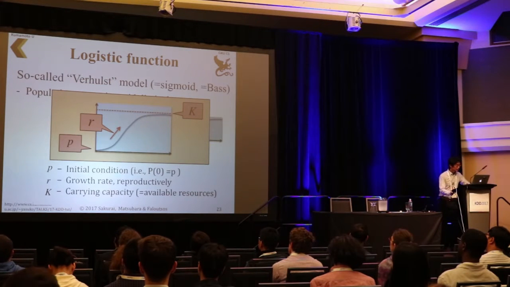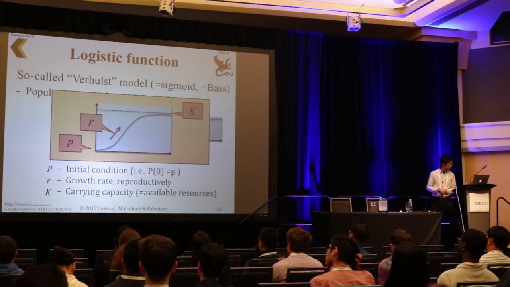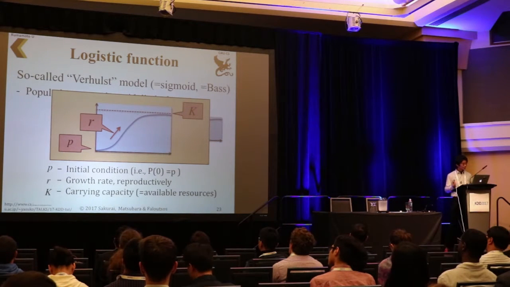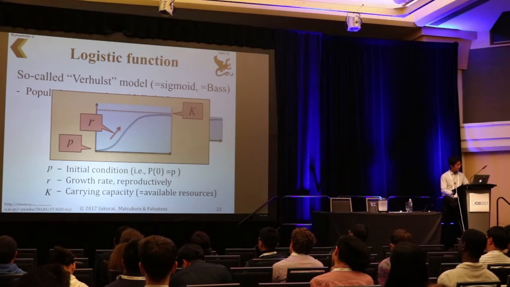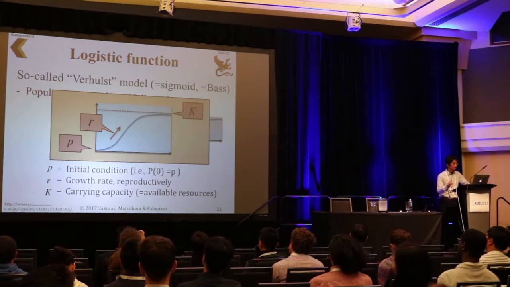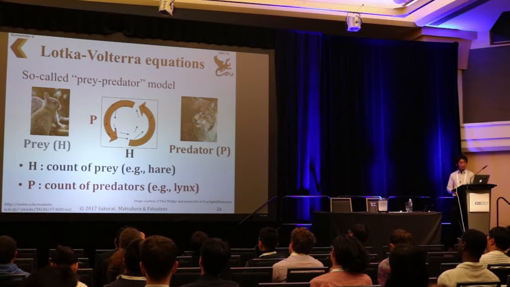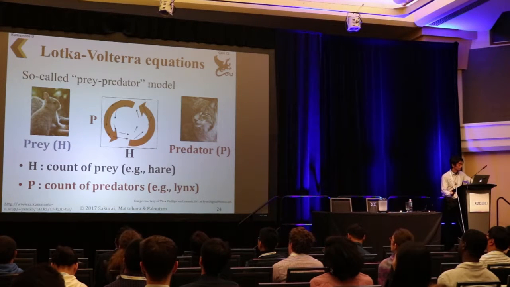This point is the initial condition, R is the growth rate, and K is the carrying capacity, which means the available resources, because we have a limit. Another equation is Lotka-Volterra, which is called the prey-predator model.